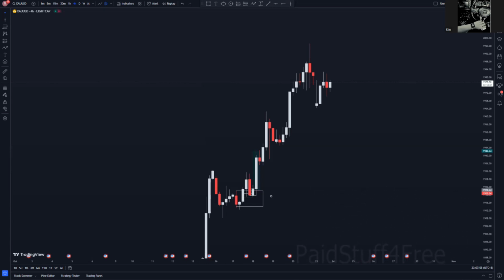How about prop firm small accounts? I always suggest my students take a prop firm account of minimum 50K. Minimum 50K. If you don't have money to spend on the 50K account, don't worry.